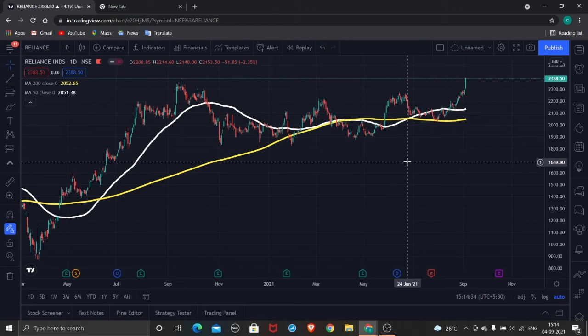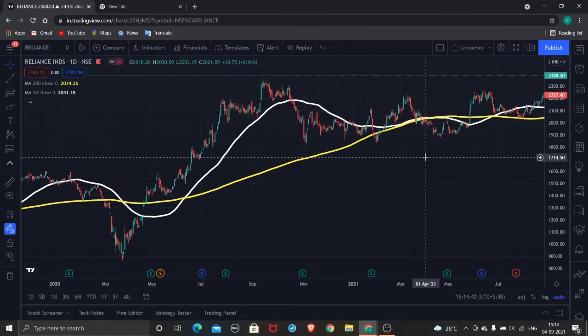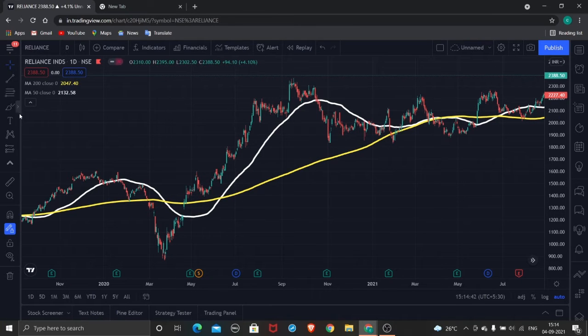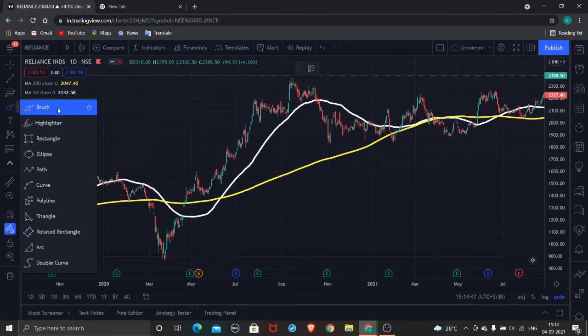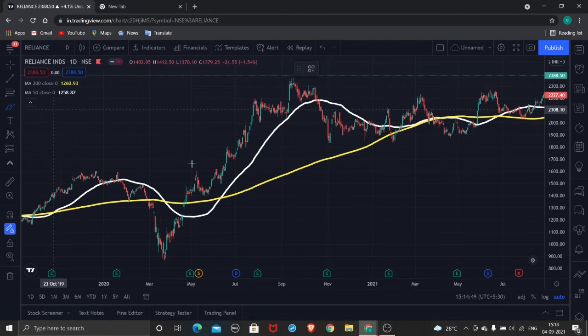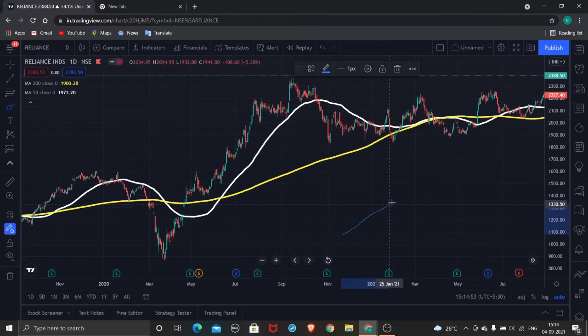We are going to have a look at one of the very important strategies, or one of the very important basic concepts in the stock market, which is the golden crossover. So let's go. Let me select a pen so that we can draw a bit, and drawing would be helpful in this case.